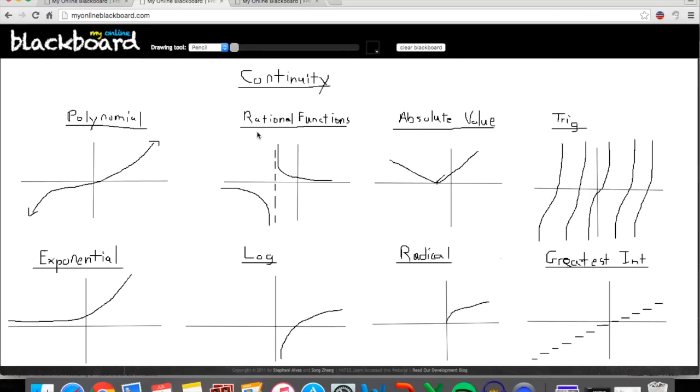Now let's go to a rational function. A rational function is continuous everywhere that's in its domain. Basically, it's continuous whenever its denominator does not equal 0. So when the denominator equals 0, you get this infinite discontinuity. Now let's look at the absolute value. That is also continuous everywhere. There's this corner here, but it exists, and the limit approaching it also exists, so it's continuous everywhere.